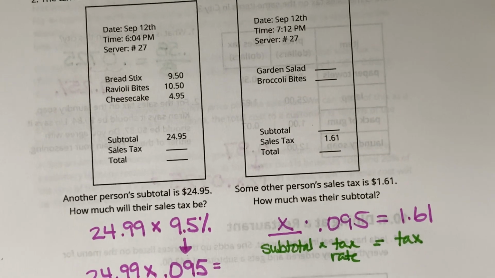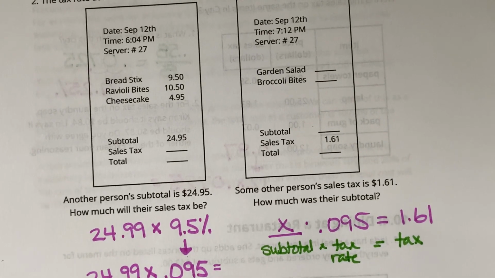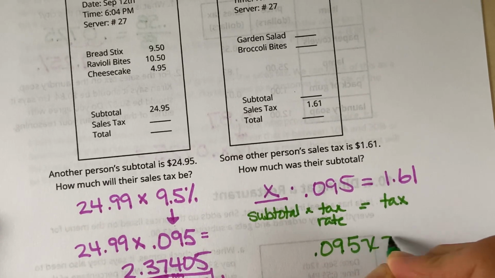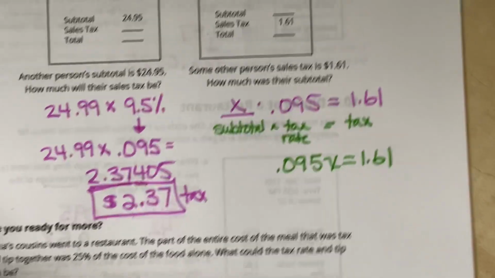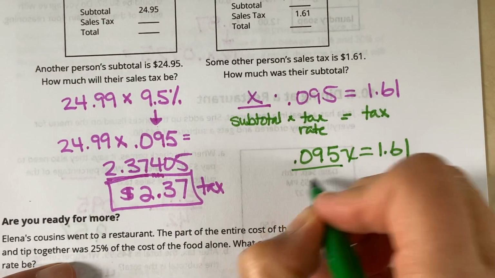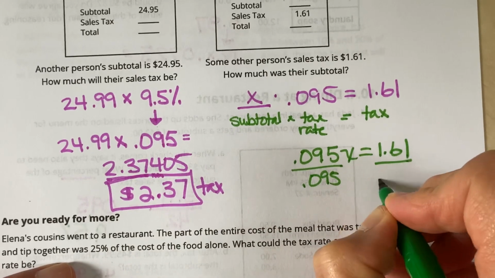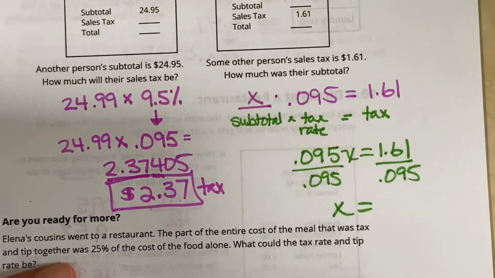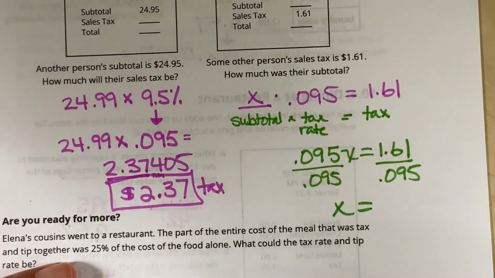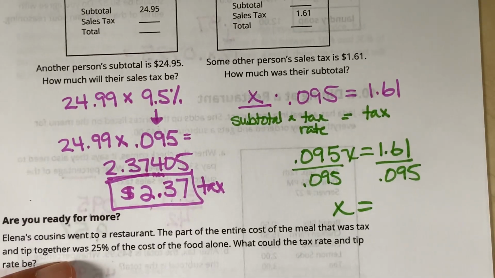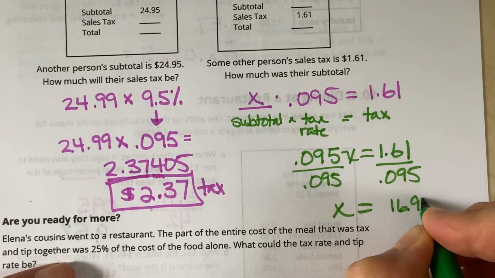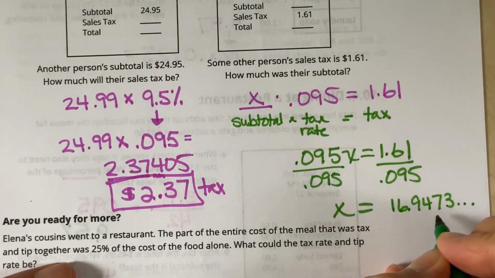Okay, that's what we were doing here, but now we're just going backwards. So if this were an equation, it would look like this. It would just look different because I would put the number first. 1.61. Now if I solve that equation, I would divide by 0.095. And I would get x is equal to whatever that is. 1.61 divided by 0.095. And I get 16.9473, blah, blah, blah. Okay, so I would round it.